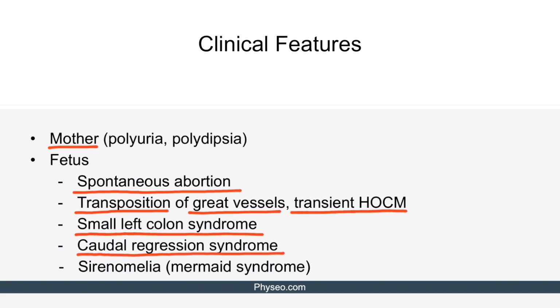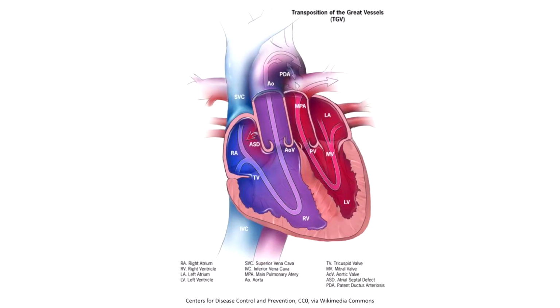Caudal regression syndrome is characterized by hypoplastic or absent sacrum and lower extremities. On the other hand, sirenomelia, also known as mermaid syndrome, is characterized by medially fused lower extremities. Here we see an illustration showing transposition of great vessels. This is caused by an inability of the aorticopulmonary septum to spiral. Consequently, the aorta comes out from the right ventricle, while the pulmonary trunk comes out of the left ventricle.